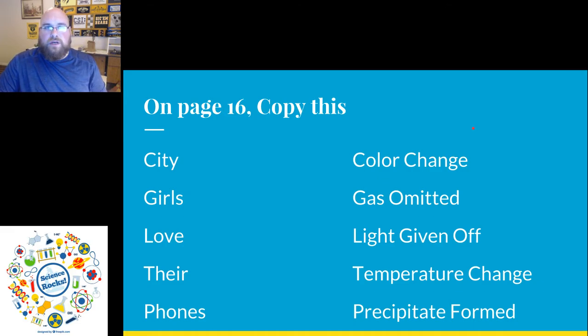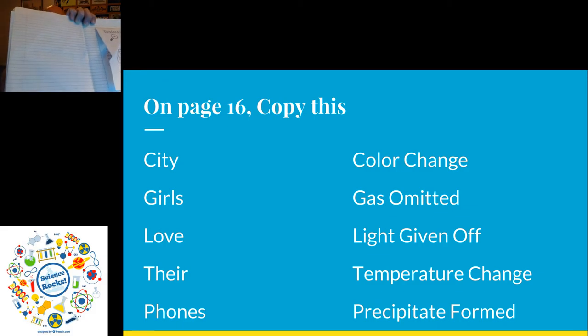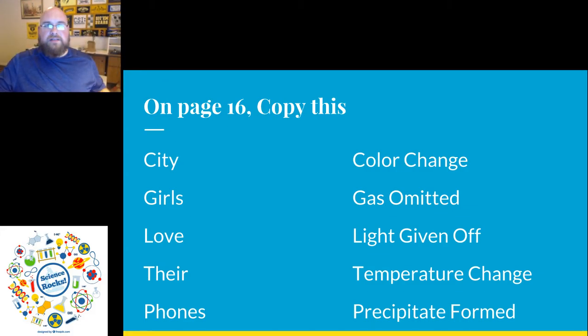So what I'd like you to do real quick is pause the video, and on page 16 of your journal, so if this is your journal, this is 17, the blank page is 16, copy this down. City girls love their phones. City stands for color change reactions. Girls stands for gases being emitted during a reaction. L stands for light given off by a reaction. There stands for temperature change during a reaction. And then phone stands for precipitate formed.